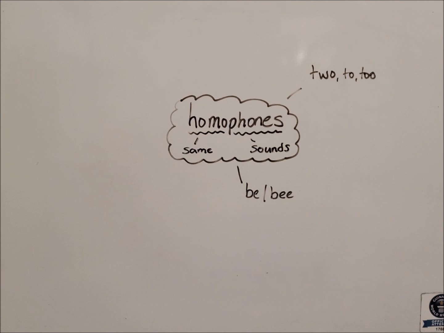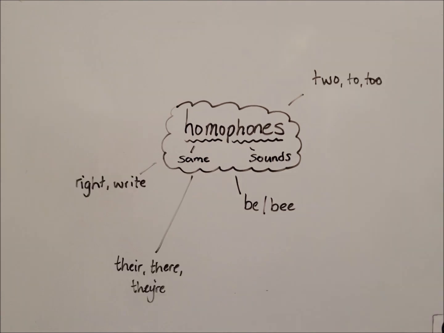So my examples, I've got B and B, two and two, right and right, and there and there. Right and there and there are two types of homophones that a lot of people get confused with a lot. So pause the video here, see what you can come up with on your mind map, and we'll have a wee think about that.